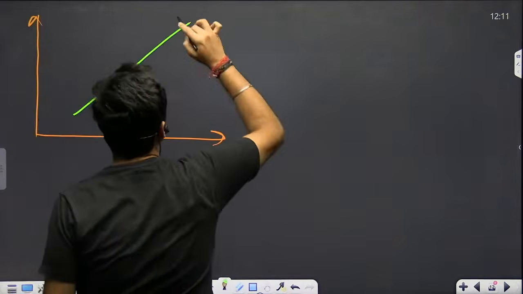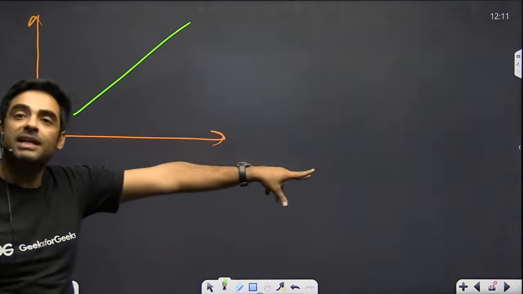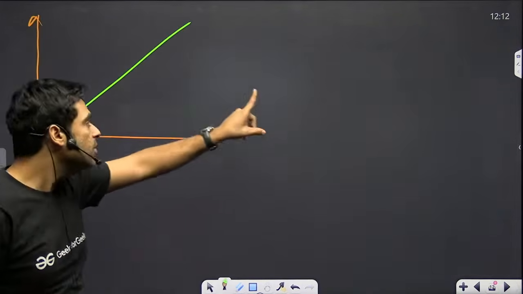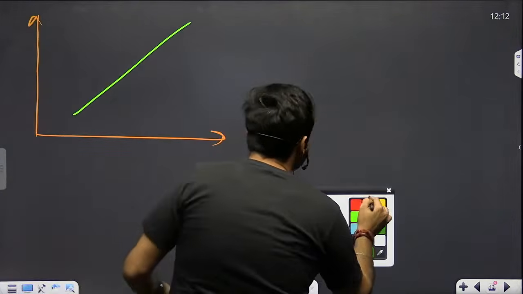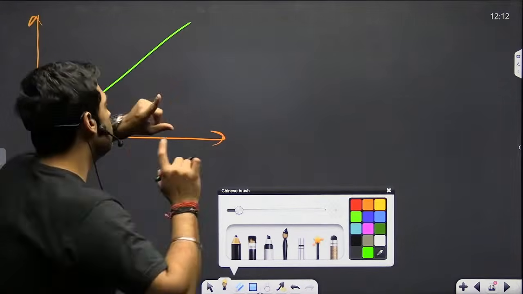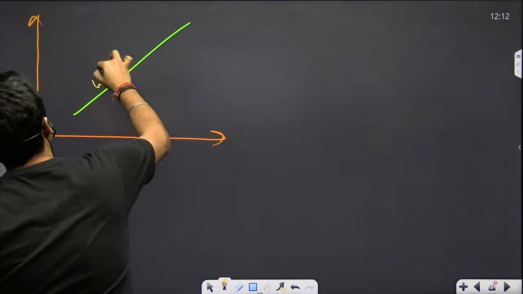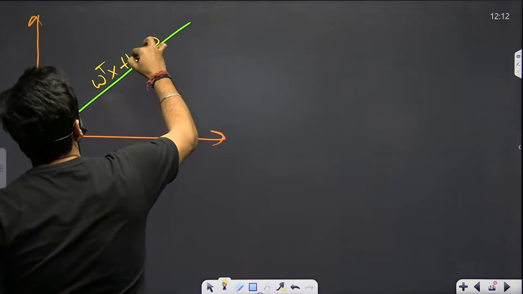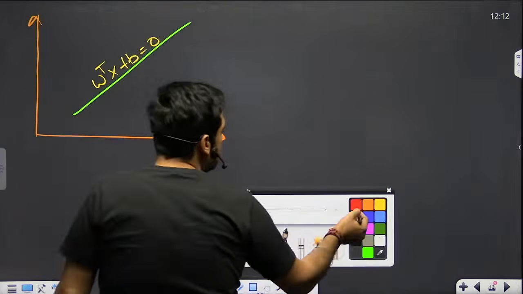ये लोग क्या करते हैं ना, अब 2025 में भी यही दिया है. This only they have given you in 2025 also. The concept is that instead of writing ax plus by plus c equals to 0, they would write weight transpose into x plus b equals to 0. This is the equation of the main hyperplane.